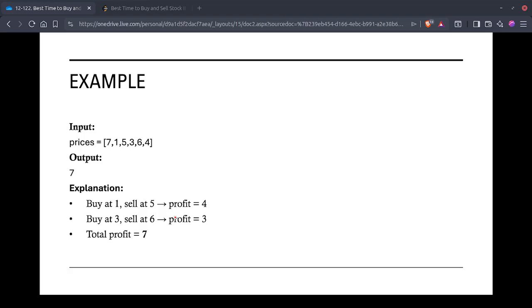So let's understand this with an example. Here prices are 7 1 5 3 6 4. Now notice something important. We are not trying to find only one best buy and one best sell. Here buy at 1, sell at 5, profit is 4. Buy at 3, sell at 6, profit is 3, and total profit is 4 plus 3, which is 7. And this is allowed because we sell before buying, so the output is 7 here.